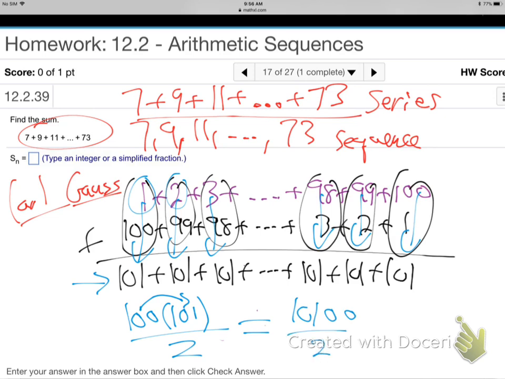Divide by 2. Now, how do you divide by 2? Well, this is 10,100. What's half of 10,000? 5,000. What's half of 100? 50. The numbers 1 to 100 must have to be 50.